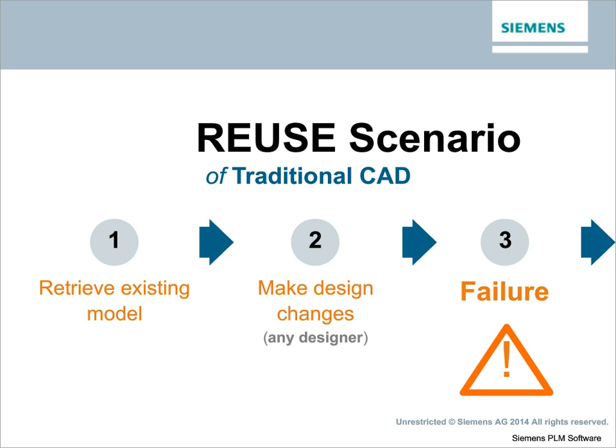Failure to successfully execute changes is a common problem in traditional CAD due to the nature of the history-based modeling methodology. The dependencies of each part in the model make it difficult to alter a part without affecting the functionality of the other parts.